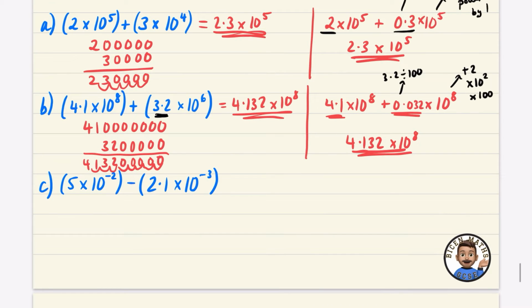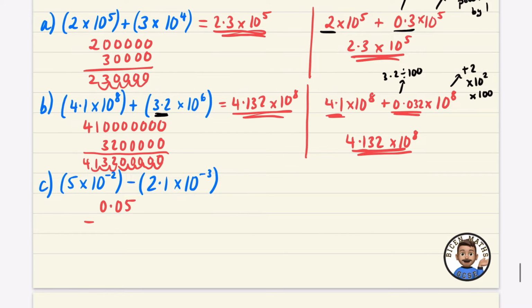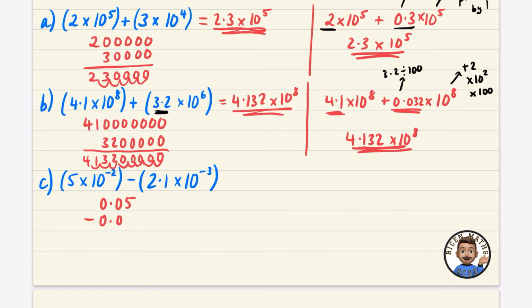So this one, they have got different powers. So we're still going to do the first method of writing them in normal numbers. It would be 0.05 for the first one in standard form, and we're going to be subtracting something that has got 3 zeros, so it'll be 0.0021.